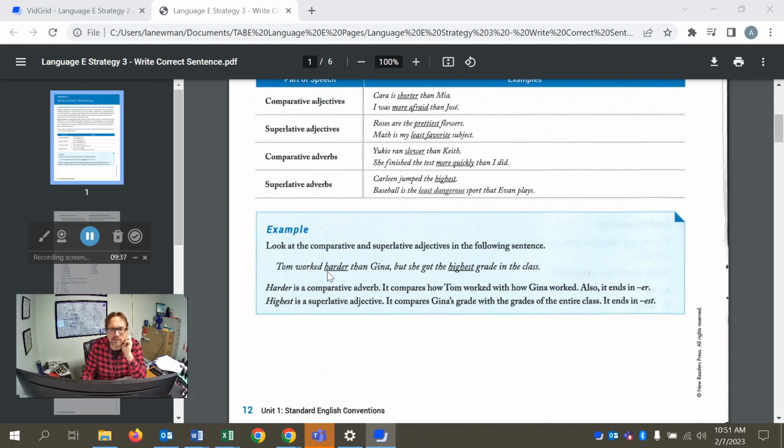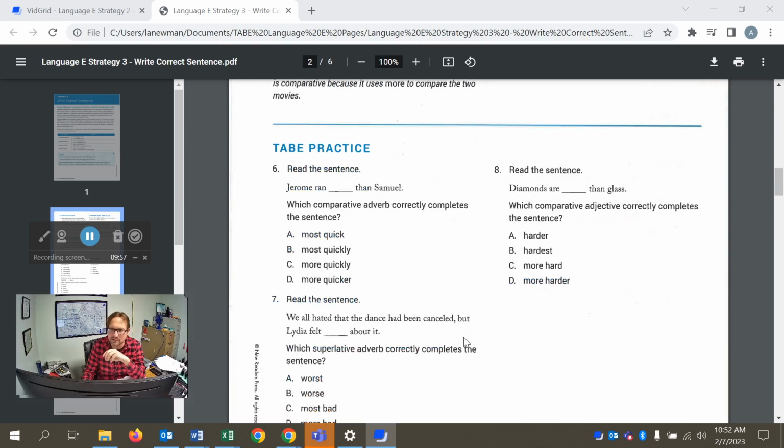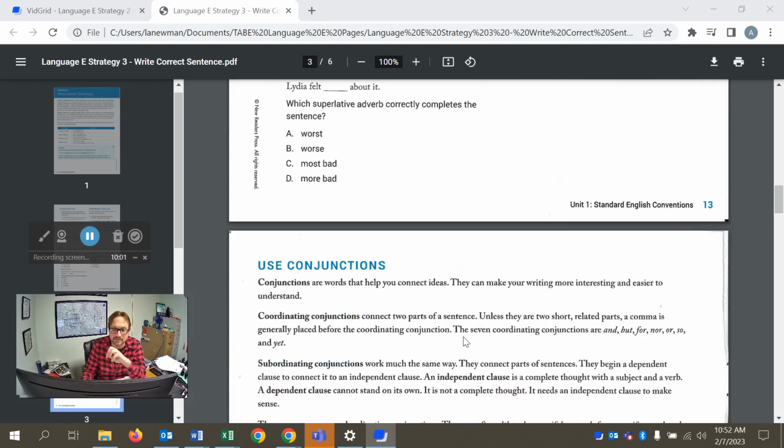Okay, in our example, "Tom worked harder." That is comparative, regular form, and it is an adverb that's describing "worked" here. But "she got the highest grade." So here we have a superlative adjective that is describing "grade," the noun. All right, I'm going to skip past the activities because you're going to do those on your own and come back when you've finished, and we'll go over them.